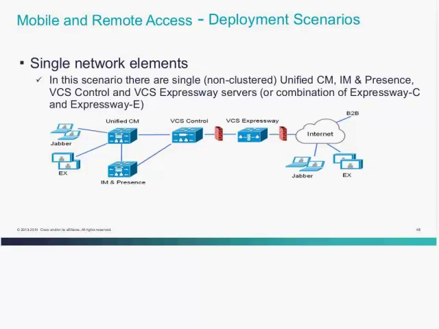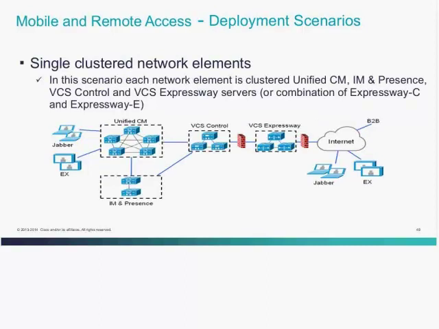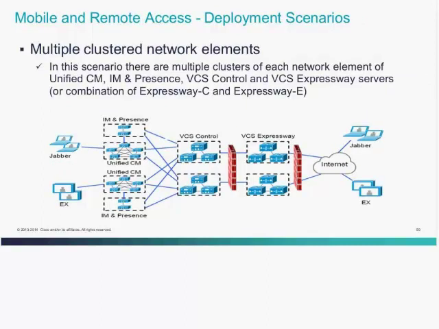So in this scenario, this is a single network element where we have only a single VCS or Expressway C server, and then we have a single cluster of CUCM and IM&P. Here it is showing you a clustered environment. You can also have a cluster of Expressway C for scalability. You can have a cluster of Expressway E, Expressway C, and a CUCM cluster. And you have Jabber endpoints registering both from within the enterprise, and you also have Jabber endpoints registering over the public network.